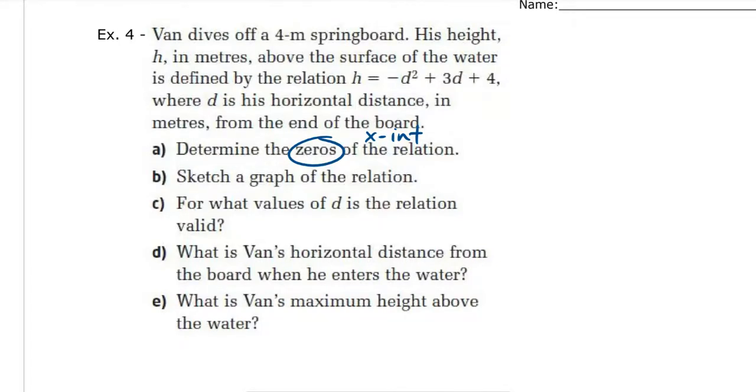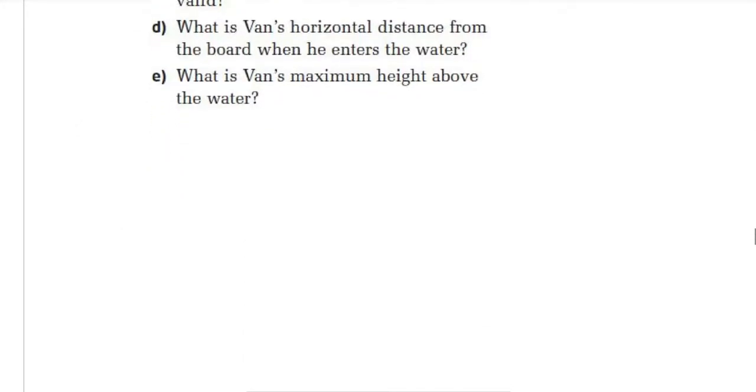So let's start with part A. Find the zeros. To find those x-intercepts, we have to factor.